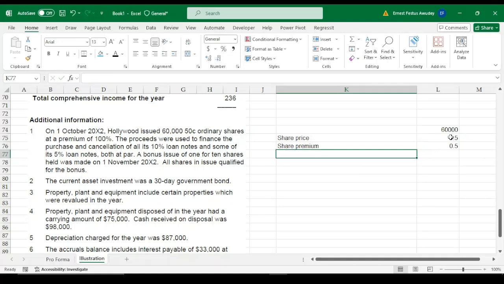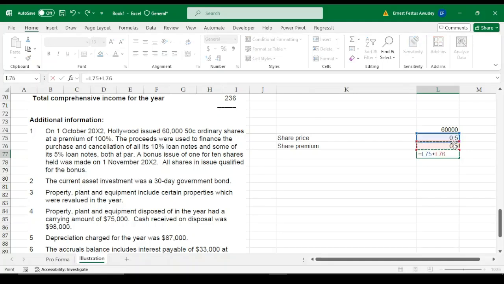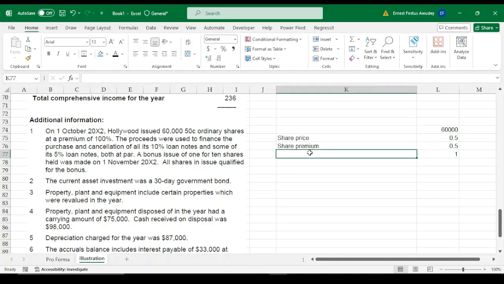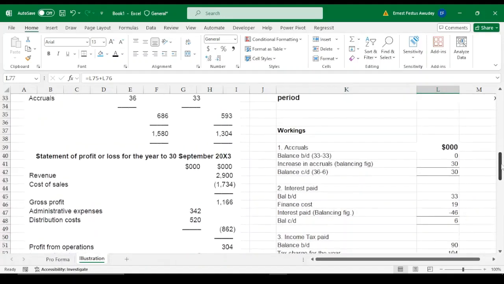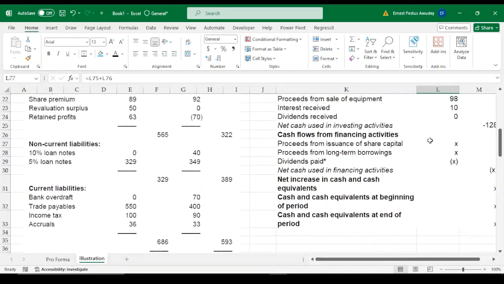So at the end of the period, we have actually issued these ordinary shares at $1. That's the addition of these two: 0.5 plus 0.5, the total share price. That's the total amount for which we issued our shares. So the proceeds from the issuance of the shares are actually 60,000, and that's 60 there. We've been told that we have used this amount to pay off our long-term borrowings.